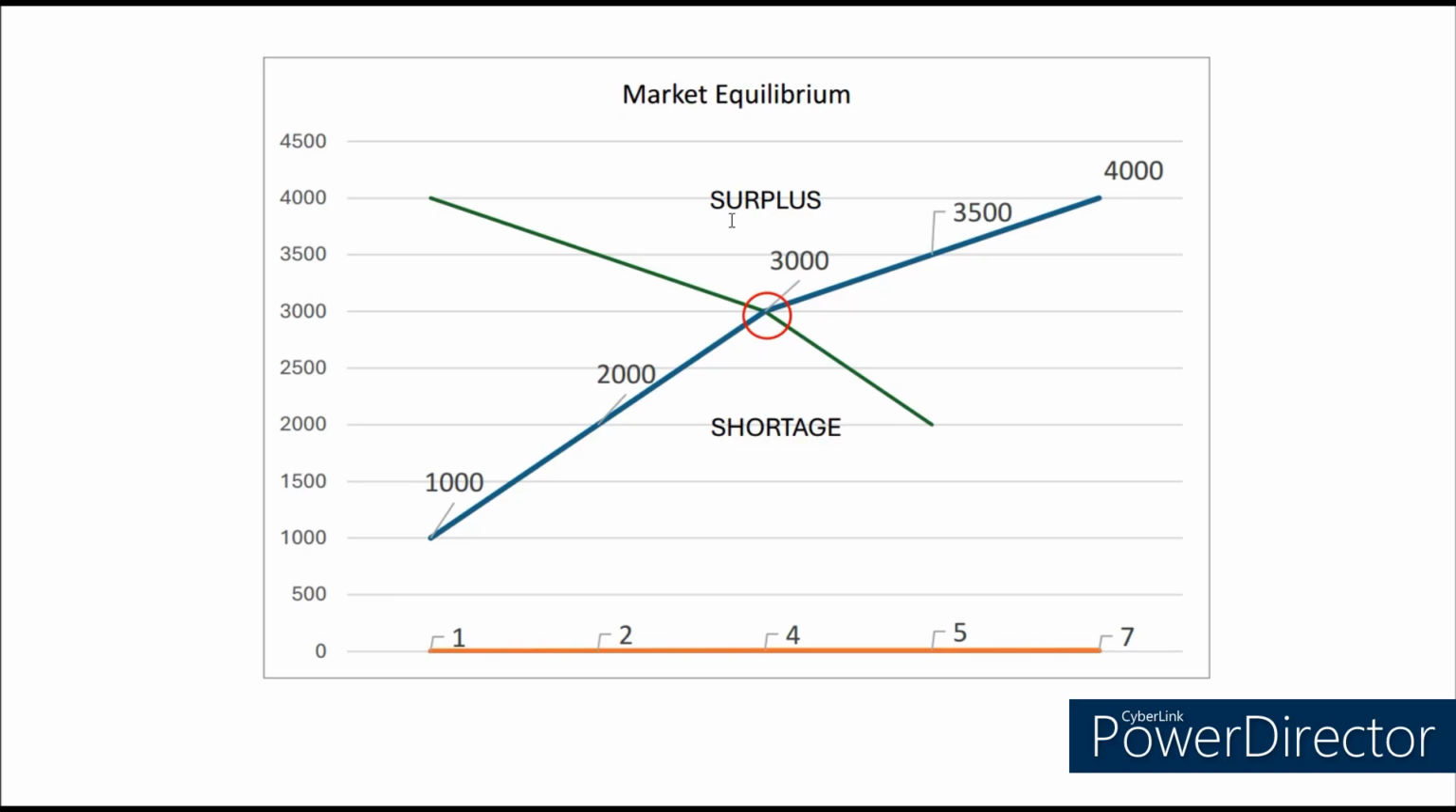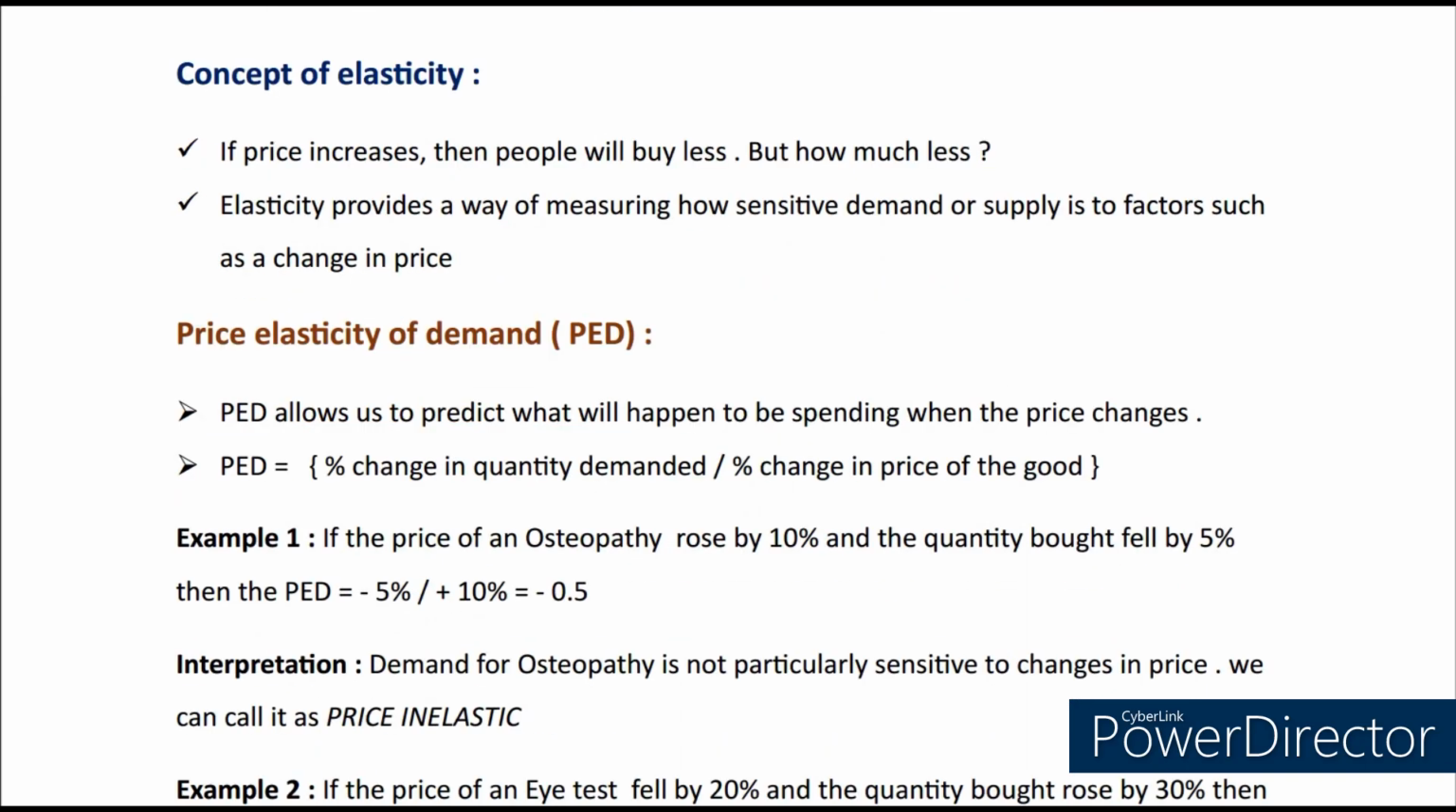Above it is surplus and below it is shortage. So now coming to the concept of elasticity, we all know that if the price of a good increases, then people will buy it less. But how much less? In order to measure that, we use the term elasticity. It provides a way of measuring how sensitive demand or supply is to factors such as the change in price.